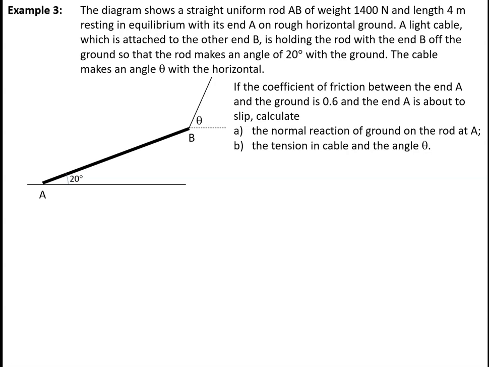So clearly the first thing we must do is add some forces to the diagram. So we've got the weight acting at the midpoint of AB. We have the reaction at A. We've got the frictional force F. And we have the tension T.